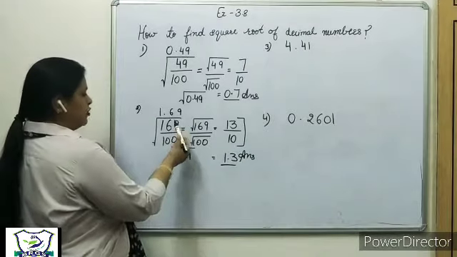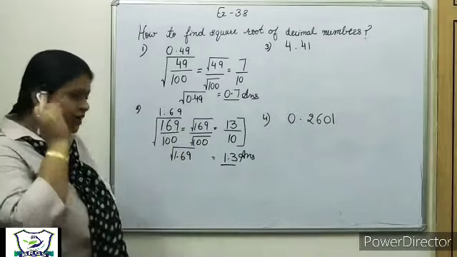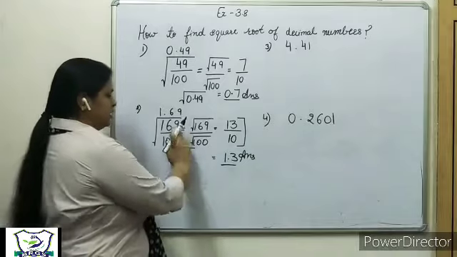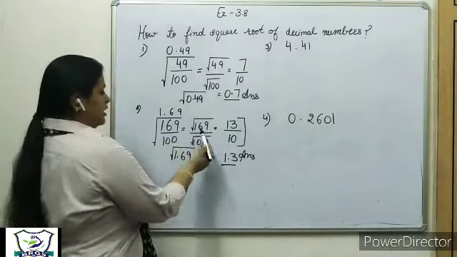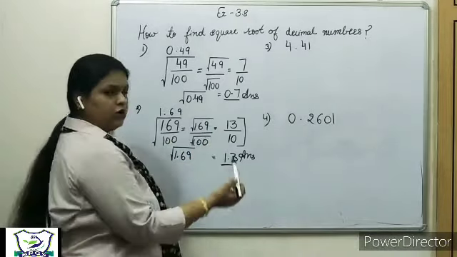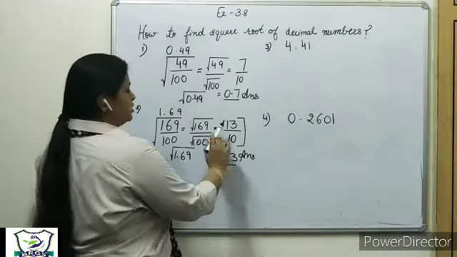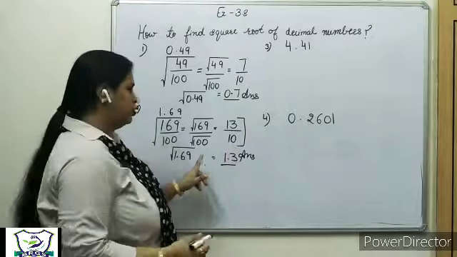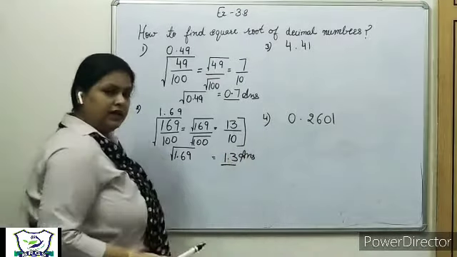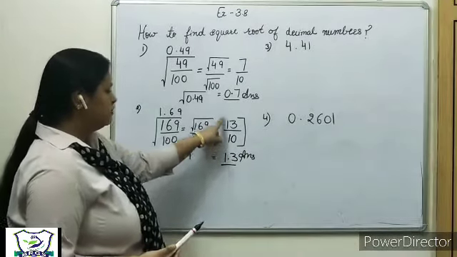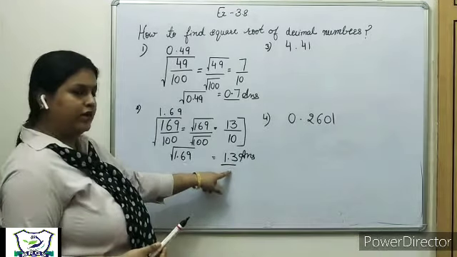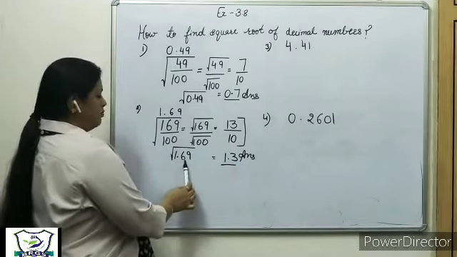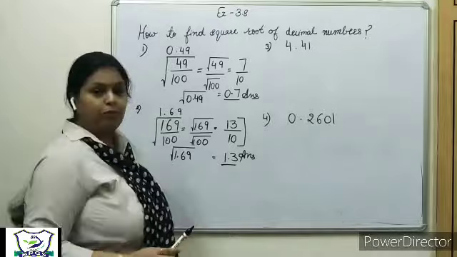Second example is the decimal number 1.69. In the same way, first of all convert the decimal number into a fraction. It will be 169 by 100. Then calculate the square root of the numerator and denominator. The square root of 169 is 13. The square root of 100 is 10. So your new fraction is 13 by 10, and thereafter you can convert this fraction into the decimal number 1.3. So the square root of 1.69 is equal to 1.3.